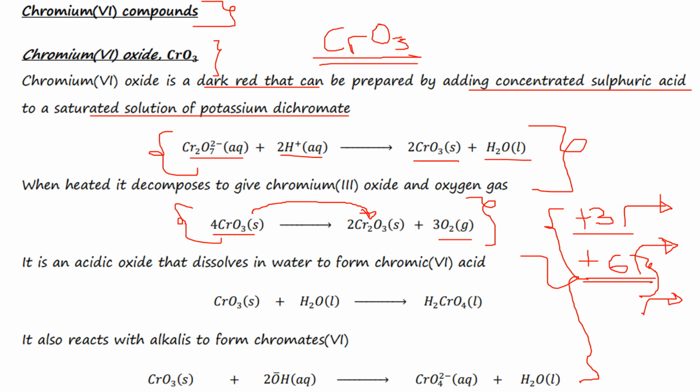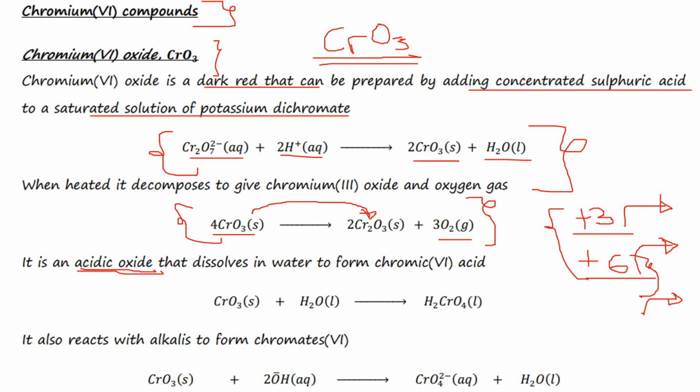So if at all you get the chromium 6 oxide, which is an acidic oxide, which you must underline as you're taking your notes, it is an acidic oxide that dissolves in water to form chromic 6 acid. So chromium 6 oxide reacts with water, forming chromic 6 acid. Balancing this equation is going to be based on the principles that I told you. Chromium is 1, chromium is 1. You go to oxygen. Oxygen is 4, oxygen is 4. And then you go to hydrogen lastly. Hydrogen is 2, hydrogen is 2. So that means that this equation is well balanced.